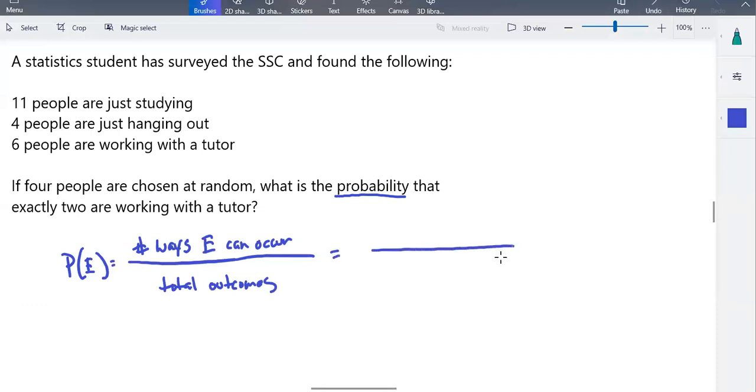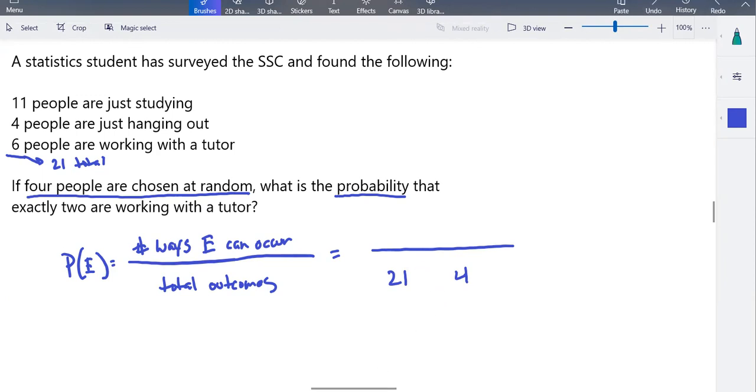So if I'm going to be finding the total possible outcomes, I should start by finding the total number of people that were looked at or that were found in the SSC. 11 were studying, 4 were hanging out, 6 were working with a tutor, so that gives us a total of 21 people. 21 total. All right, so that's important, 21. But I'm not just picking one person. According to the question, 4 people are being chosen at random. So there are 21 possible people to choose from, and I'm choosing 4 of them. Now I need to decide, is this combinations or is this permutations?